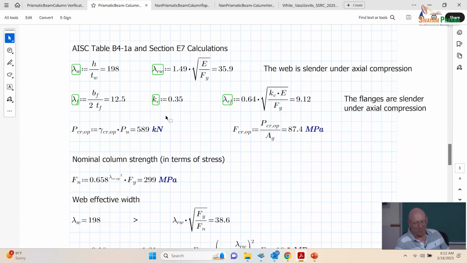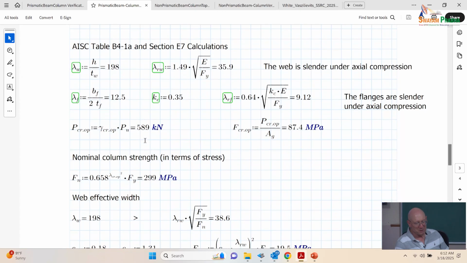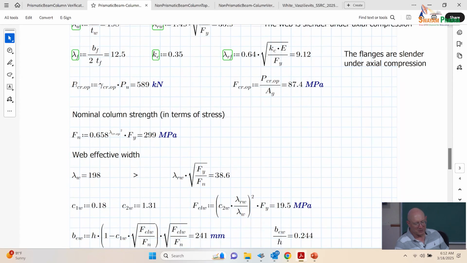Now we've worked the column strength calculations. Again, we get a P critical out of plane by multiplying the eigenvalue by our PU. So now this is the axial load at elastic buckling.